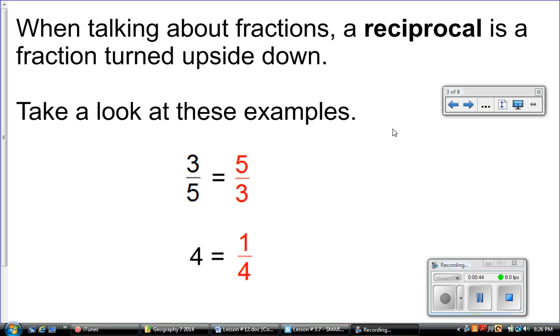When talking about fractions, a reciprocal is a fraction turned upside down. Take a look at these examples. So our first example, we have 3/5, but if we flip that fraction, we get 5/3 as our reciprocal. And we can do the same thing with whole numbers. So if we have the number 4, we can think, well, that's 4/1. And if you flip that upside down, you'll get 1/4.